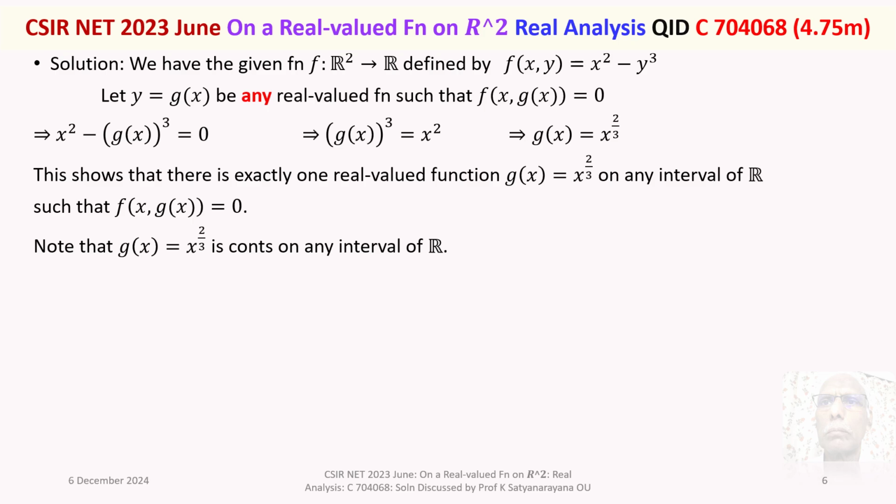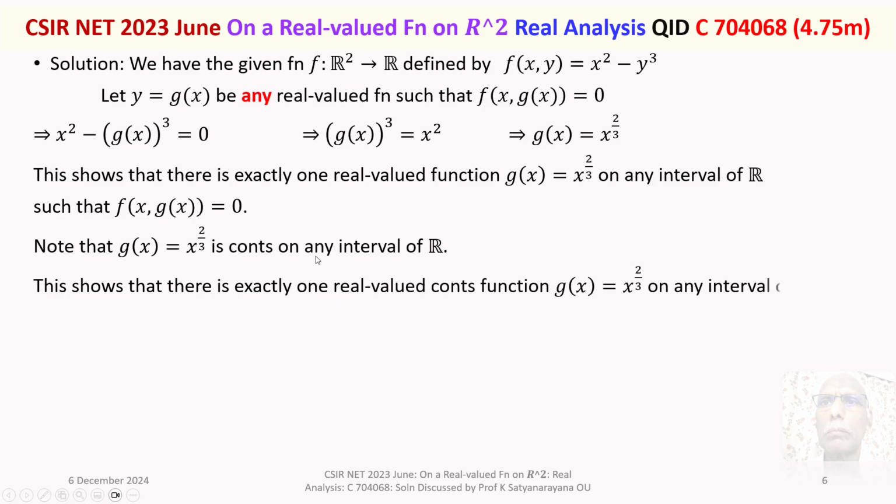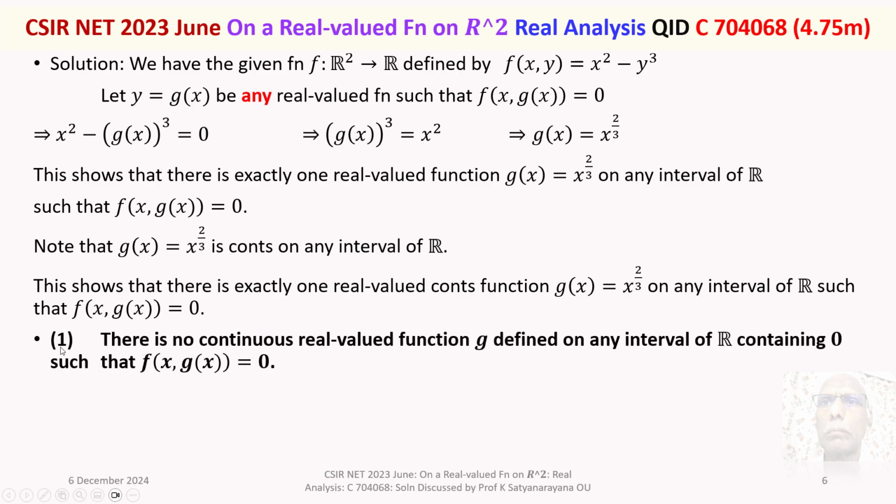Right. So what is it that we have proved? This shows that there is exactly one real valued continuous function g of x is equal to x to the power of 2 by 3 on any interval of R such that f of x comma g of x is equal to 0. Now let's look at our option 1.